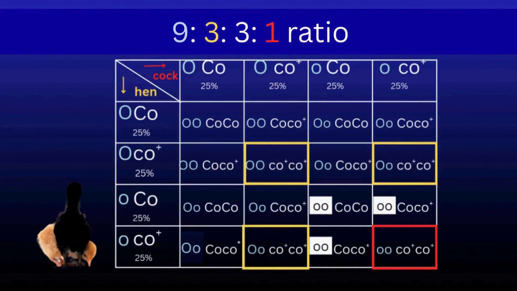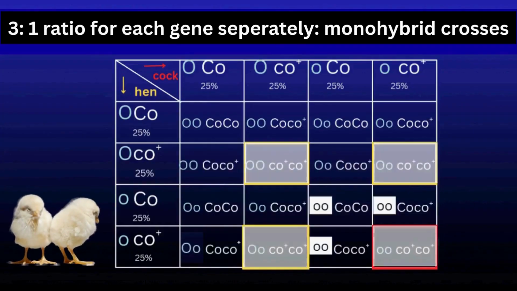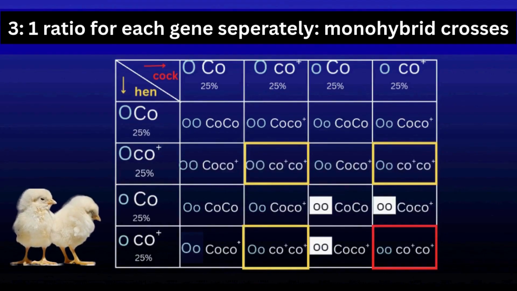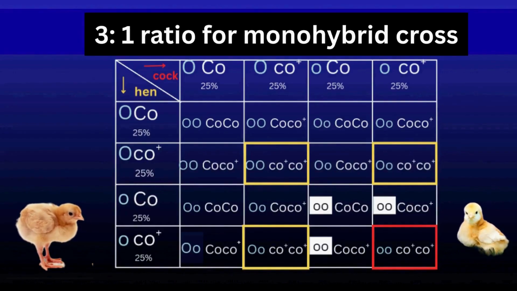You should note that if we consider each trait separately, there's a 3:1 ratio of blue to white egg layers and a 3:1 ratio of Colombian to non-Colombian. This is what we've observed previously and is what you expect from mating together chickens heterozygous for any one particular trait. So it's the 3:1 ratio we see from a monohybrid cross.